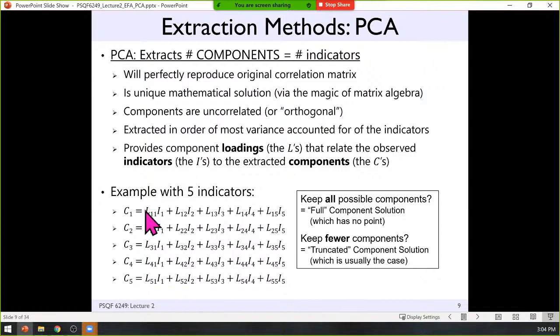The question then is, how many of these is enough? How many components capture most of the information in these variables to where you feel good enough throwing the rest of them away? But note the direction. C is the outcome, C is the component. It is a weighted combination of the indicators, and there's no error term here. So the trait, so to speak, is the outcome. The indicators are like the predictors in this case.